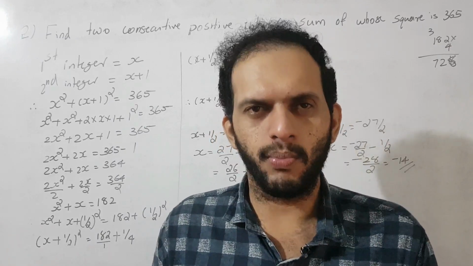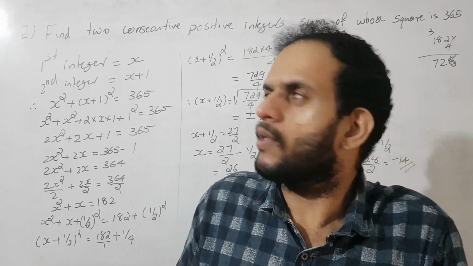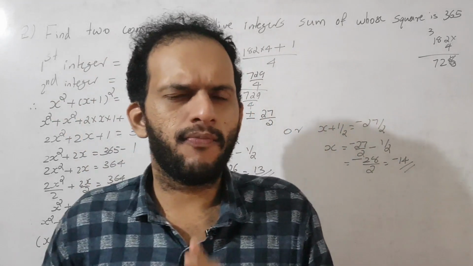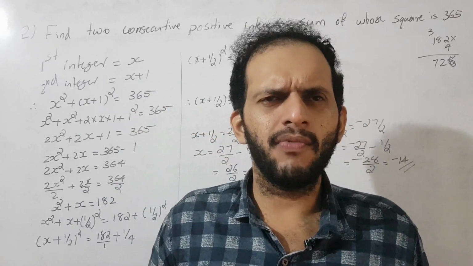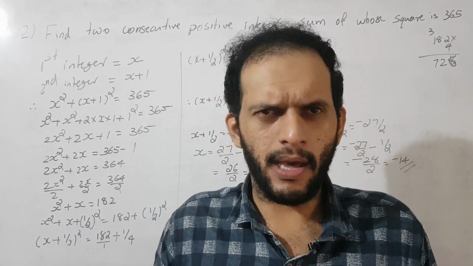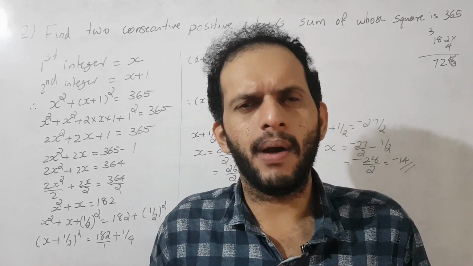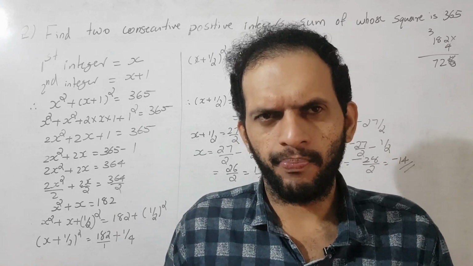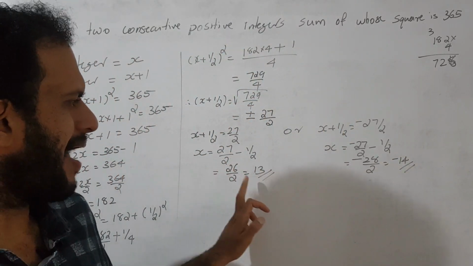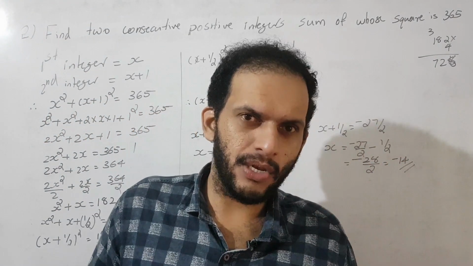One is positive and one is negative. Then what is actually x? We check what x actually is. The x is a first integer, correct? And we know that integers may be positive or negative. So here we have the chance to take the values of x as 13 and minus 14. Right? x is an integer.